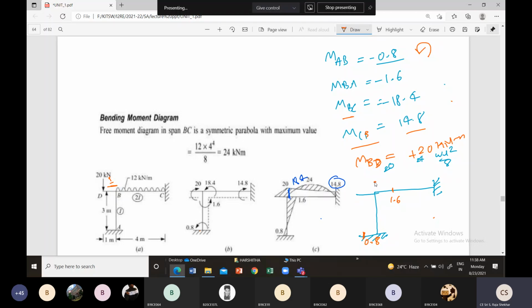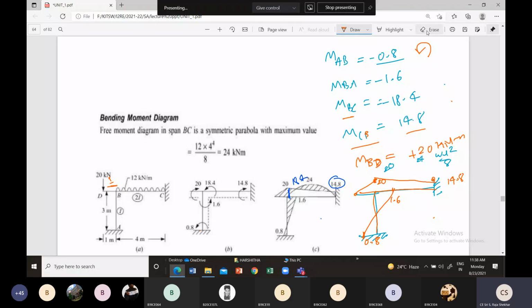So total moment at this location is 20. Total moment is 20 at B. This is 20. And here we have the final end moment, here it is 14.8. Now at D, end moment is 0. At D, end moment is 0. Just join these points. Simply join these points. After that, simply join these 2 points. So this is the end moment diagram.